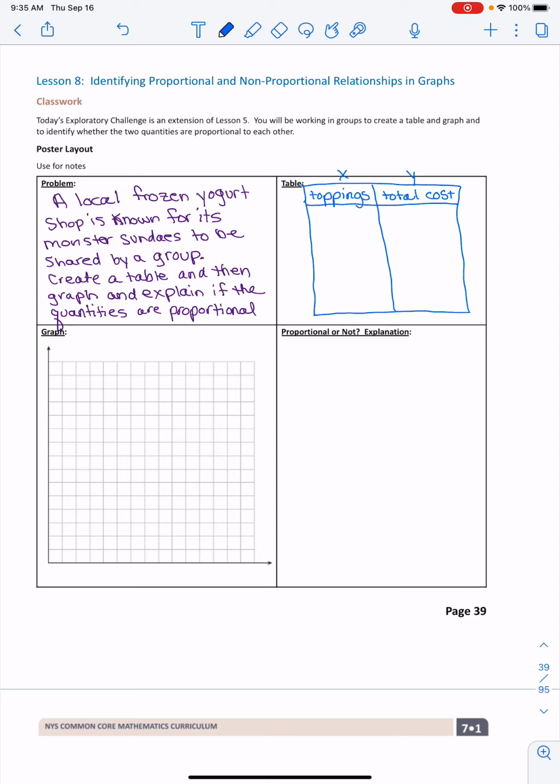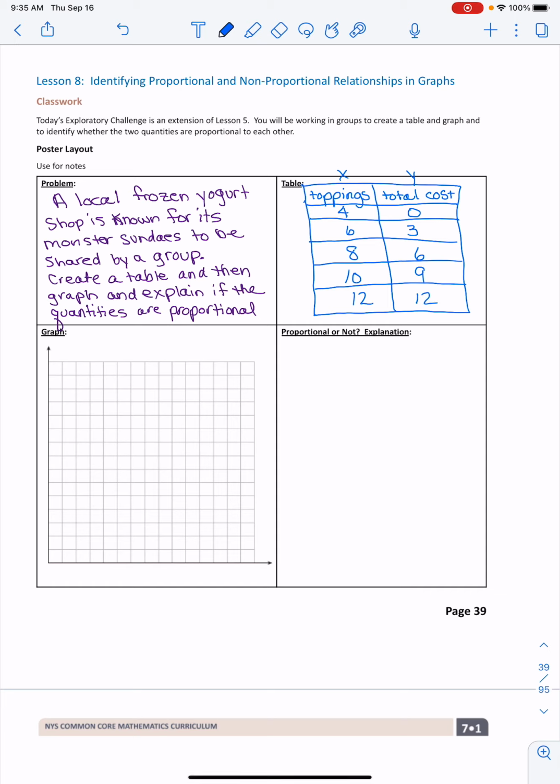So we have four toppings, don't cost anything. The next thing that we have is 6 toppings, costs us $3. Then we have 8 toppings, costs us $6. Then we have the total cost of 10 toppings will cost $9. And the total of 12 costs us $12.